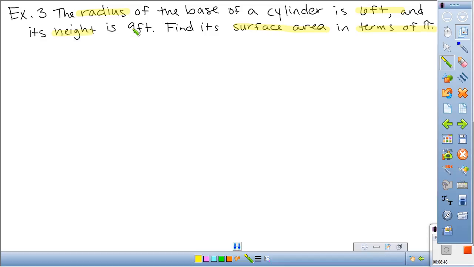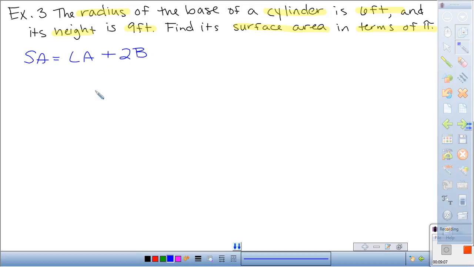We know that the height is 9 feet, and it's also important to note that it is a cylinder. Now you could go ahead and draw your picture here, but before I do that, I want to write my formula because I may not need a picture after I write my formula. So I'll start with my base formula. Surface area equals lateral area plus 2 times the area of the base.